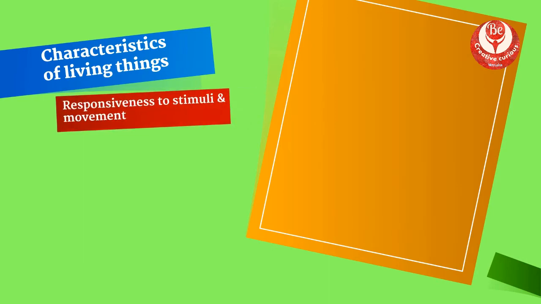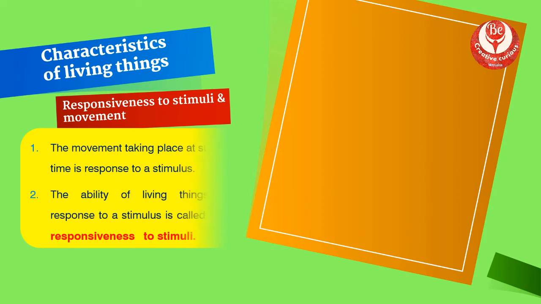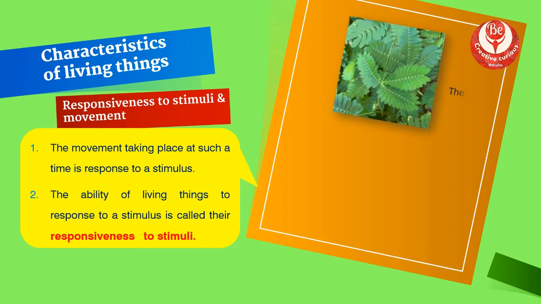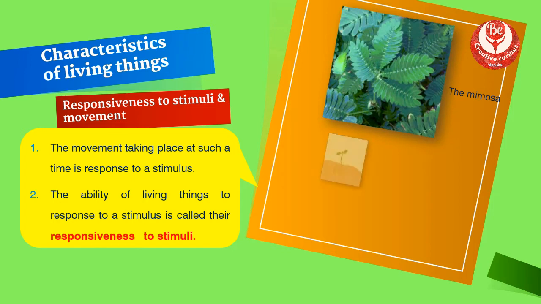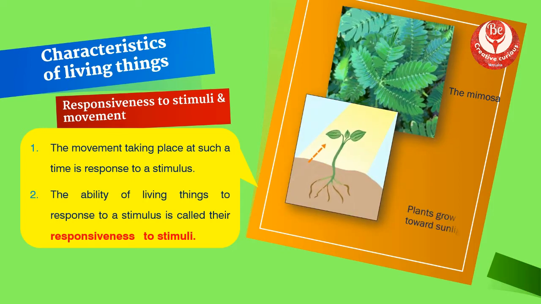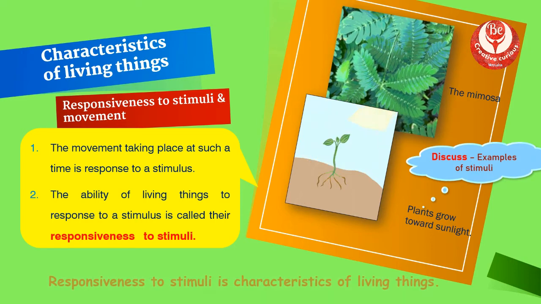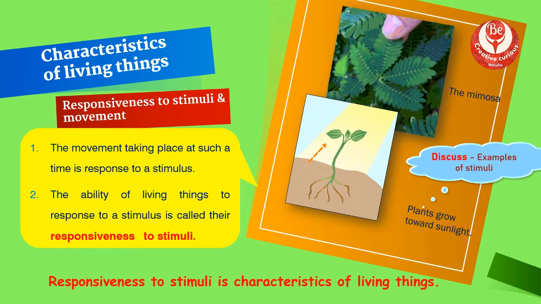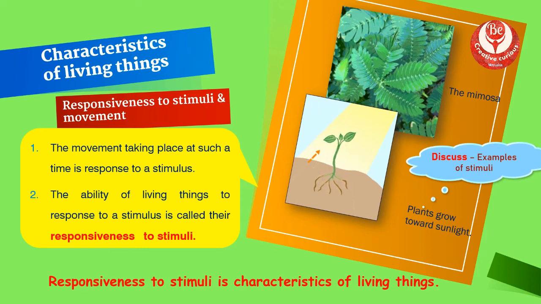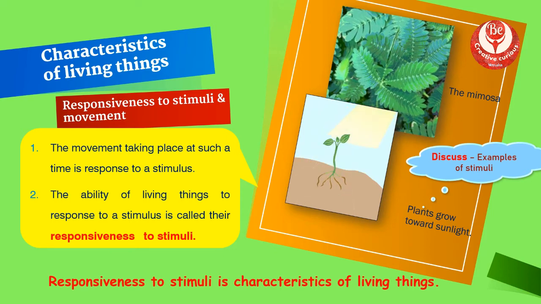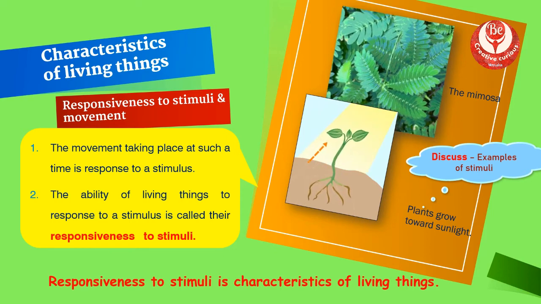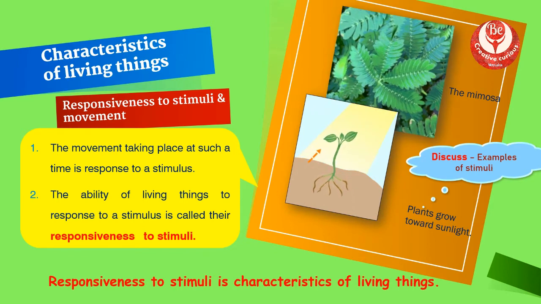Responsiveness to stimuli and movement. The movement taking place at such a time is a response to a stimulus. The ability of living things to respond to a stimulus is called their responsiveness to stimuli. Observe the leaves of mimosa. Plants grow towards sunlight. Discuss some other examples of stimuli. Responsiveness to stimuli is a characteristic of living things.